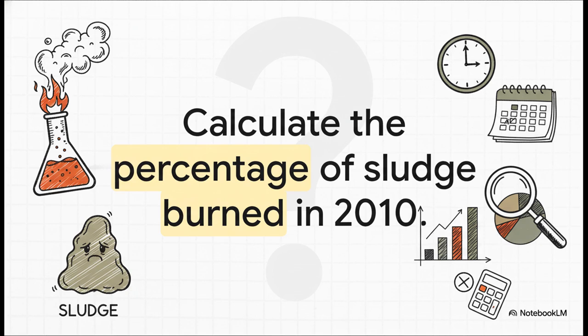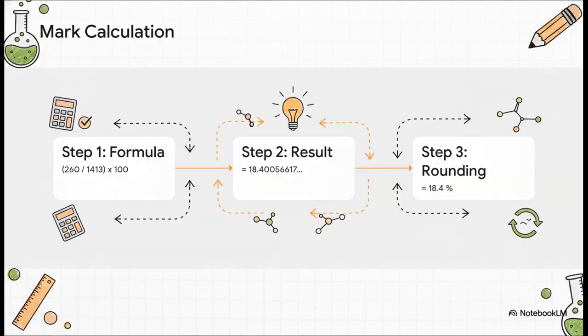We need to find the percentage of sludge that was burned back in 2010. And, this is so important, don't miss it, give the answer to 3 significant figures. So, how do you grab all 3 marks? Let's break it down. First, you get a mark for just setting up the calculation correctly. The mass burned, that's 260, divided by the total mass, 1413, and then multiplied by 100. Your second mark is for getting the right answer from your calculator. And that third, final, crucial mark is for rounding that result correctly to 3 significant figures, which gives us 18.4%.